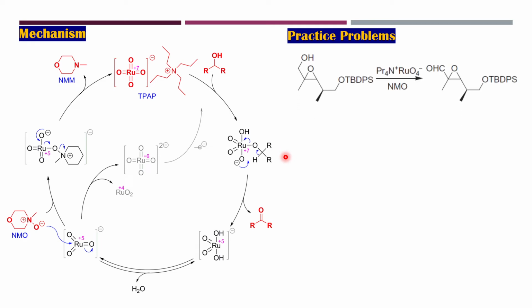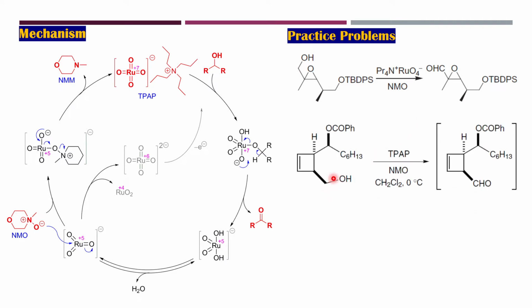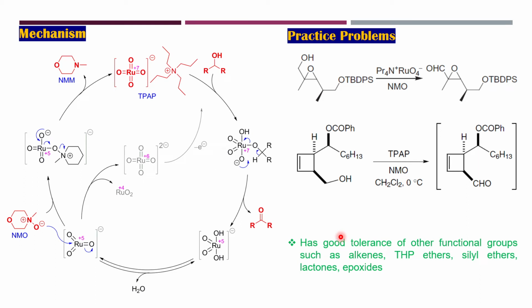Now, in some reactions we have an epoxide. In presence of an epoxide, we are oxidizing a primary alcohol to aldehyde. Next, we have a primary alcohol, and it is being oxidized to aldehyde without affecting the C=C double bond here. As we can see, the reaction conditions are at very low temperature. So it has a good tolerance for functional groups like alkenes, tetrahydropyranyl ethers, silyl ethers, lactones, or epoxides.